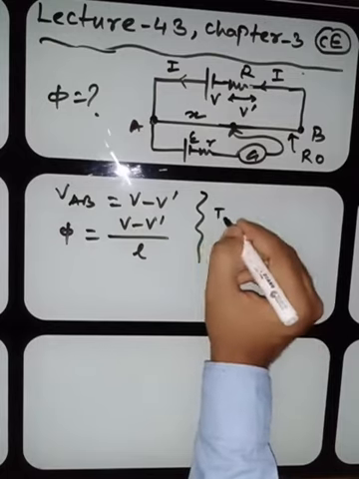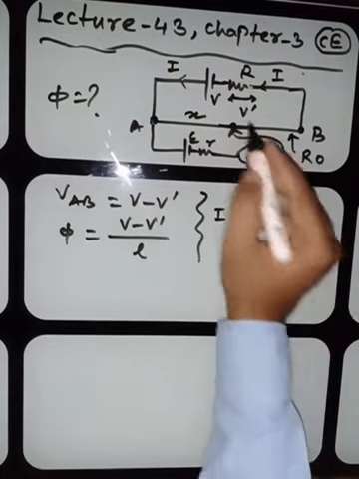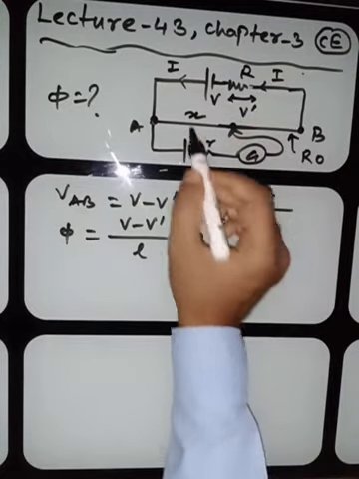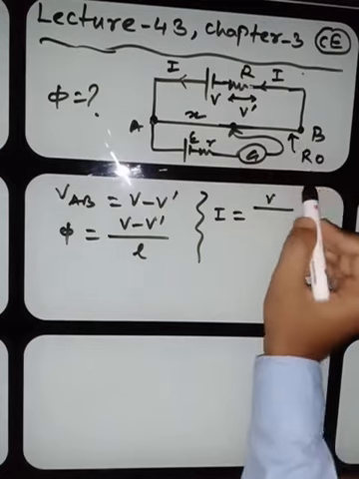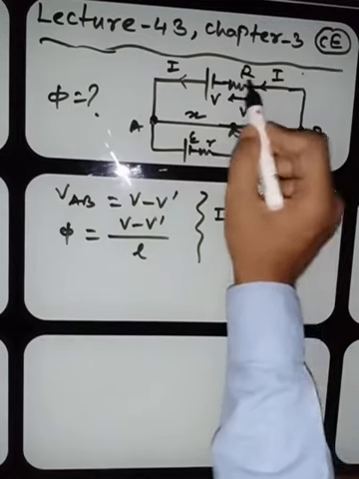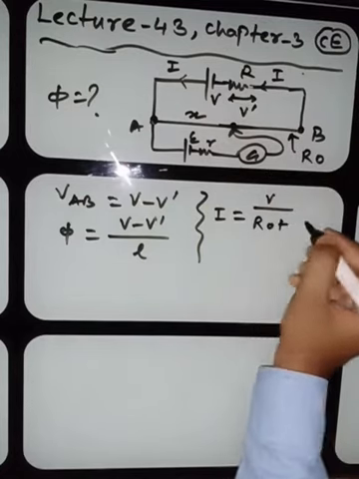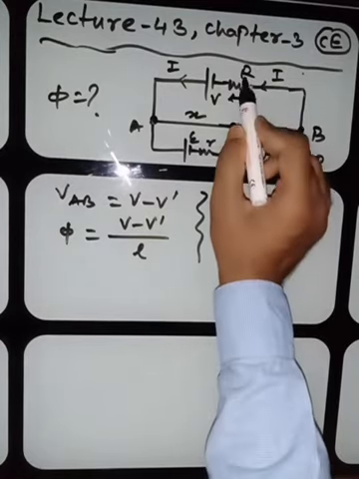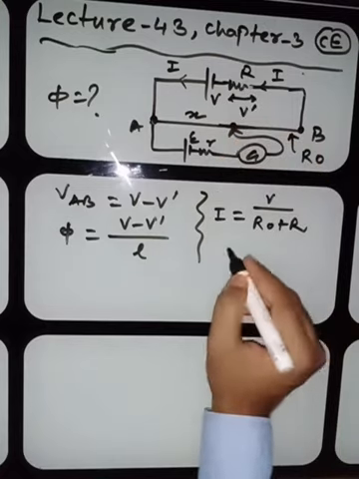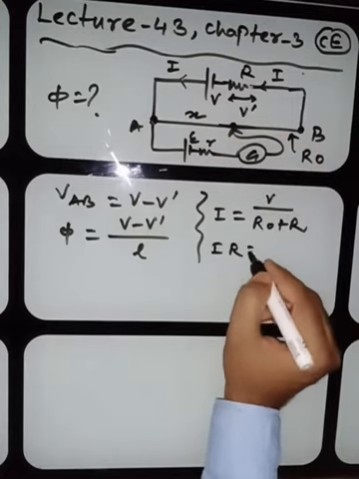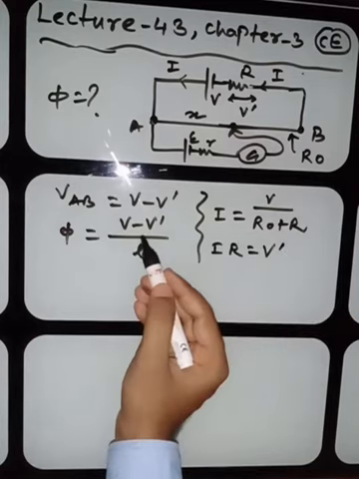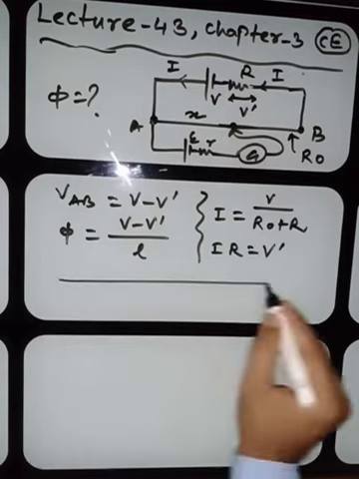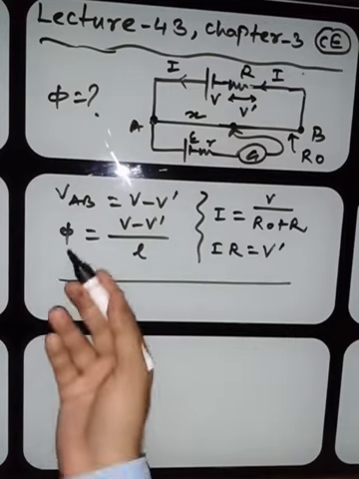How will you find V dash? Simply find the current. The current is the total voltage divided by the total resistance. Here one resistance is R0 and another is R, so the current is V divided by R0 plus R. Multiplying this I with R gives V dash. Now you have the values of V dash and V, so you can find phi.